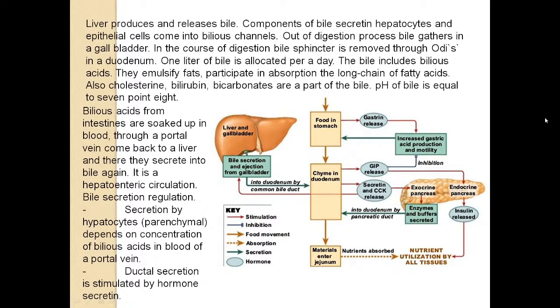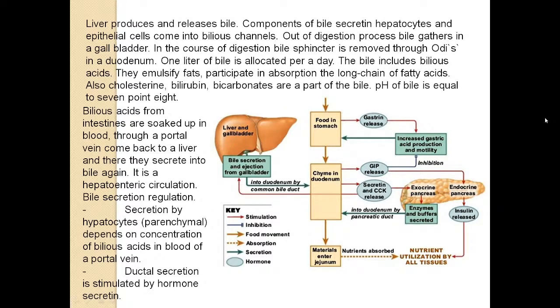The bile includes bile acids. They emulsify fats and participate in absorption of long chain fatty acids. Also, cholesterol, bilirubin, and bicarbonates are a part of the bile. The pH of bile is equal to 7.8. Bile acids from the intestines are absorbed into the blood through the portal vein, come back to the liver, and there they are secreted into bile again. This is hepatoenteric circulation.